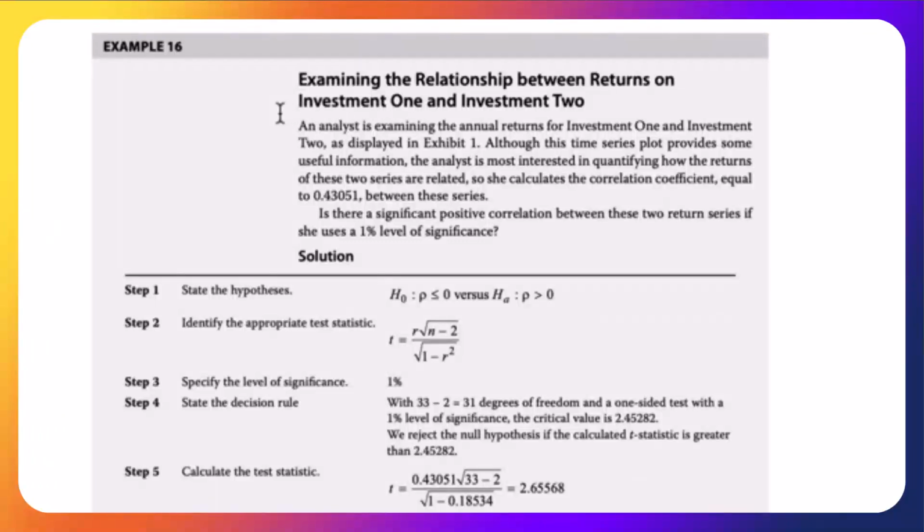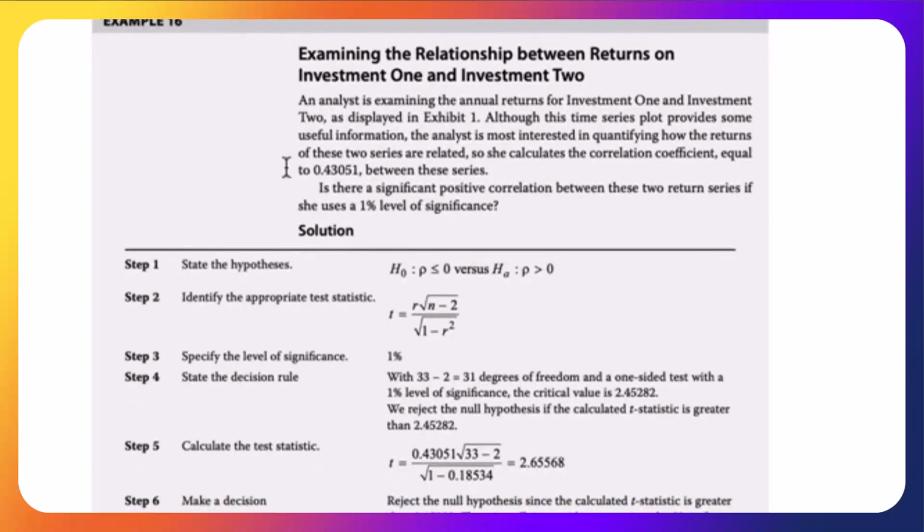An analyst is examining the annual returns for investment 1 and investment 2 as displayed in Exhibit 1. Although the time series plot provides some useful information, the analyst is most interested in quantifying how the returns of these two series are related, so she calculates the correlation coefficient equal to 0.43051 between these series. Is there a significant positive correlation between these two return series if she uses a 1% level of significance?